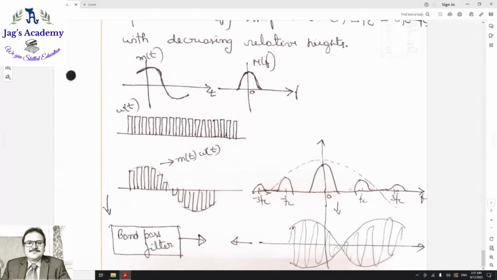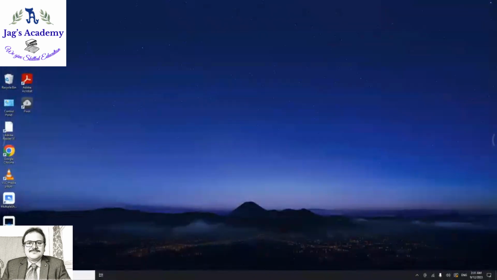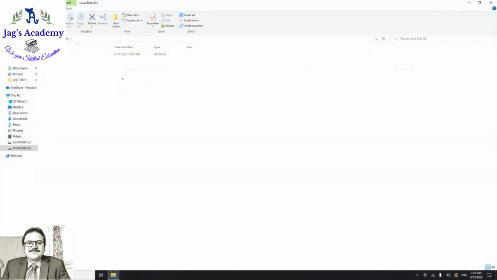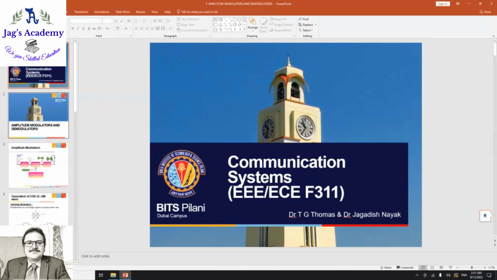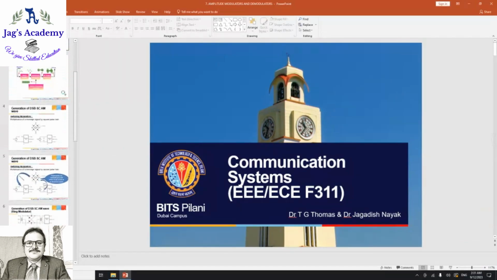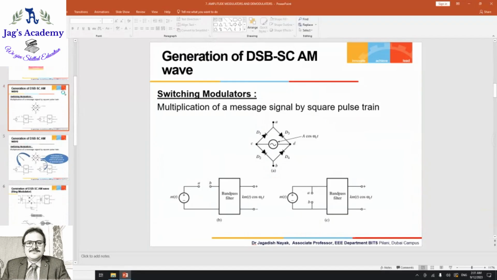So when it is implemented in hardware, what we have is a simple diode circuit. I will come back to that now. Theoretically we have proved, now practically we will see in the modulators. See here, that's what I have told you, this circuit. See this circuit.